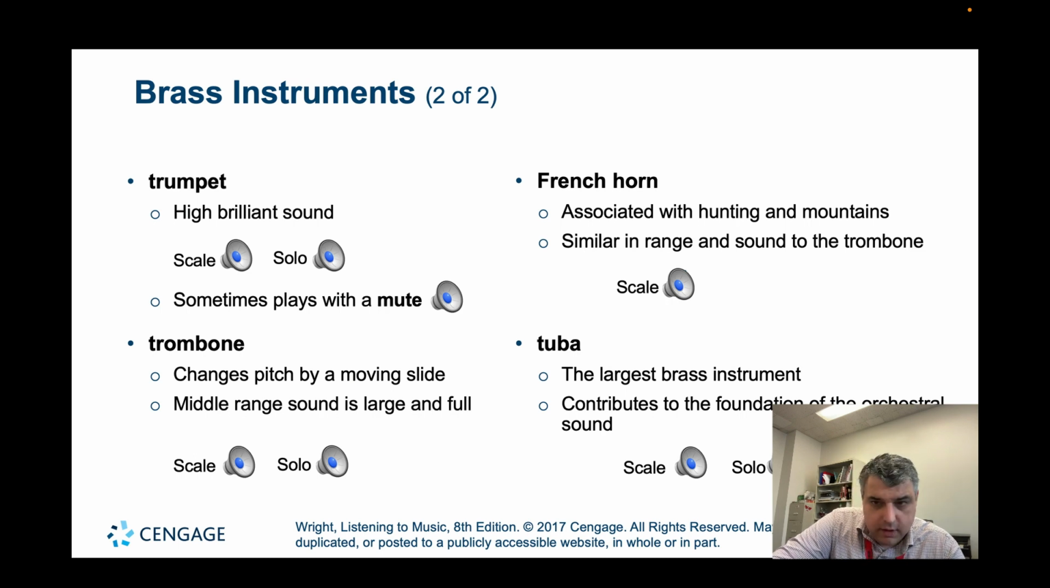Finally, we have the tuba. The tuba is the largest of the brass instruments, and it's the lowest sounding. Obviously, the bigger the instrument, the lower the sound. So let's go listen to a tuba playing a scale. And let's listen to the tuba playing a melody.